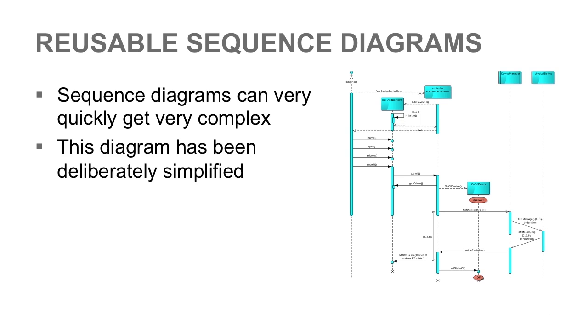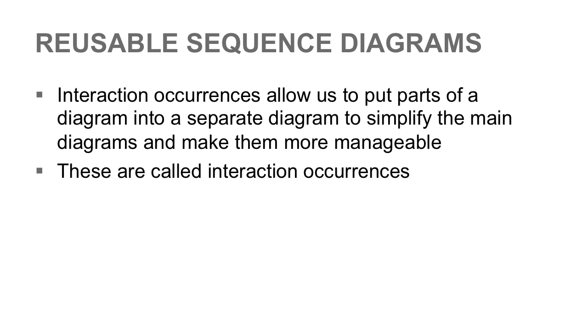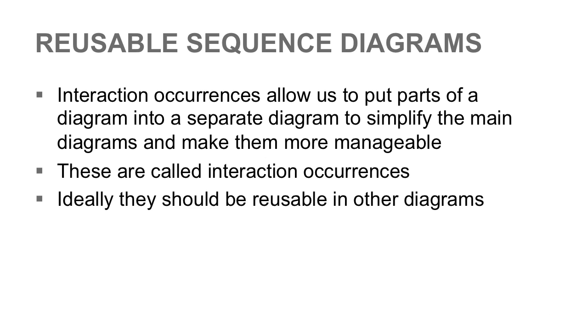It's worth noting that this diagram's already been simplified for the purposes of the course. It's easy for sequence diagrams to get very large and complex. We need a means of breaking a large and complex diagram down by taking out parts of the interaction into separate diagrams. This is what interaction occurrences do. Part of an interaction is moved into a separate diagram. The intention is that those interaction occurrences should then be reusable in multiple other diagrams.